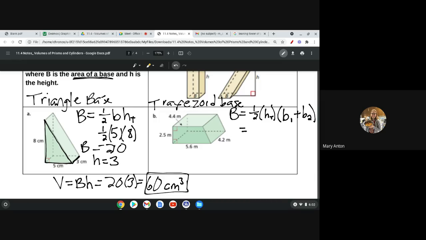So the area of the base, the area of this trapezoid, is 1/2 times the height of the trapezoid. Here, I'm just going to mark out this trapezoid. The height will be this 2.5 number. Base 1 will be 5.6. And base 2 is 4.4. Oh, but we're not multiplying those. Excuse me. Let me back up here. We're adding those. That's the formula for the area of a trapezoid.